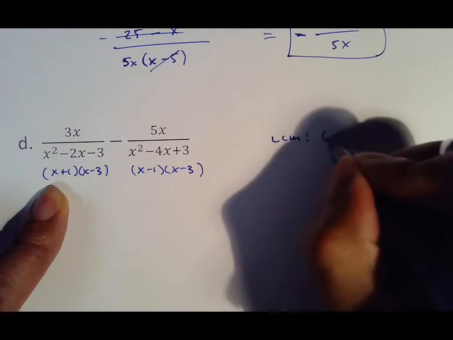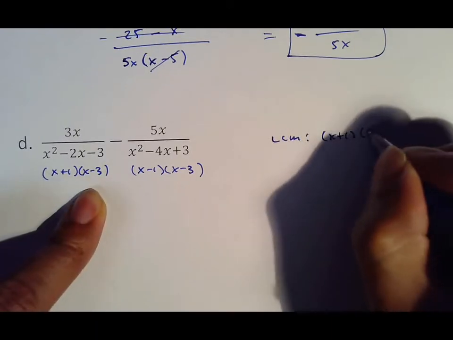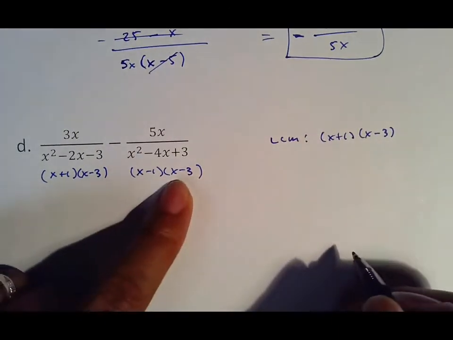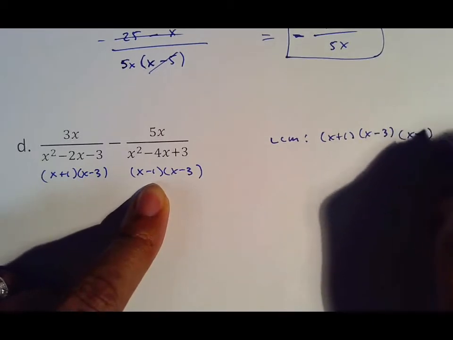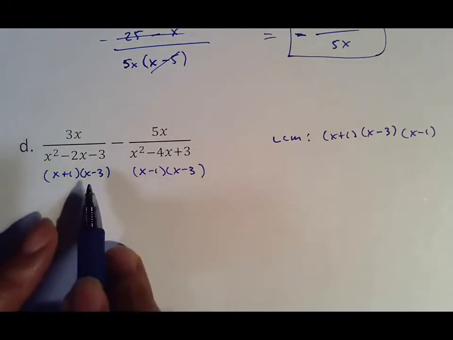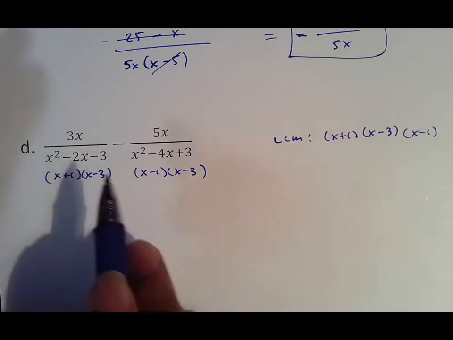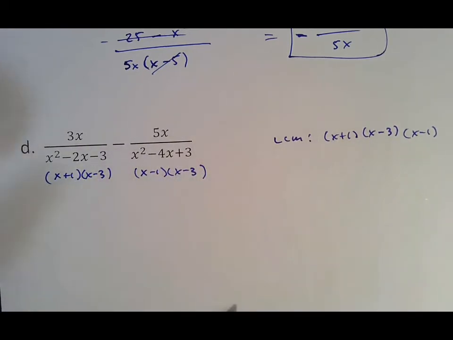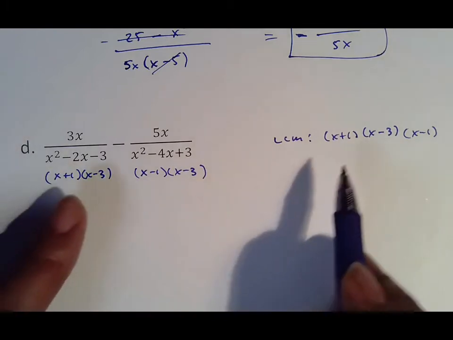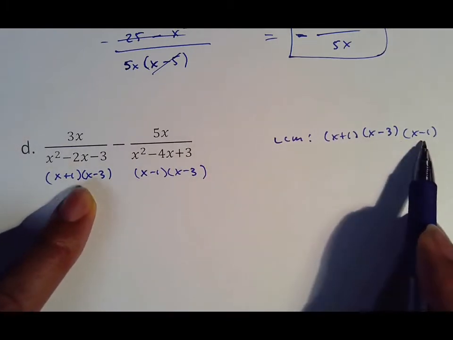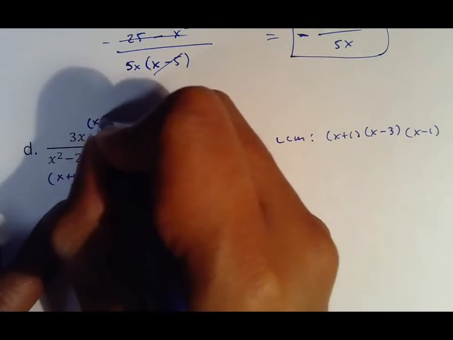I need room for an x plus 1. I need room for an x minus 3. Already have room for that, but I need to make room for an x minus 1. So again, notice I have 1 x minus 3 on the bottom, which is why that's there. I have an x plus 1 there. I have an x minus 1 there. So in terms of what's missing, this seems to be missing an x minus 1, which is why I want to multiply by x minus 1.